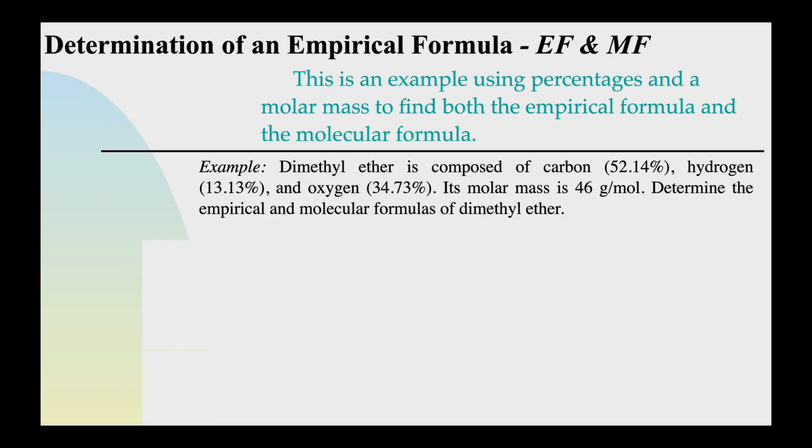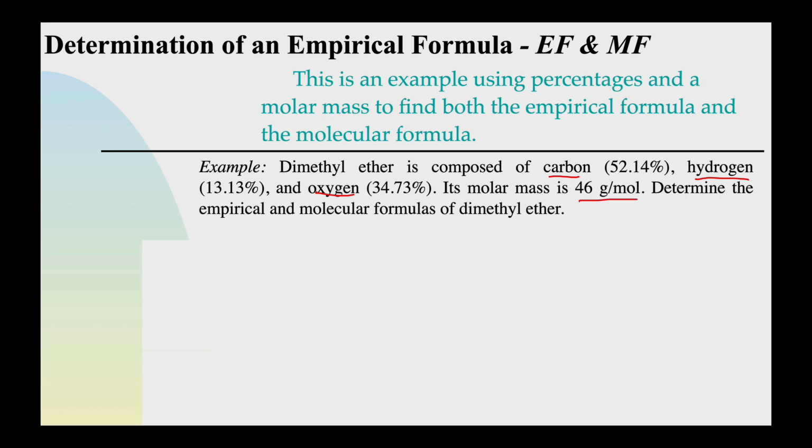This is a problem where we're going to find not just the empirical formula, but the molecular formula as well. This is kind of like the whole shebang here. We're putting it all together. Woohoo! So let's use this information to find the empirical and the molecular formulas of this compound, dimethyl ether. If you read through this information, the dimethyl ether has carbon, hydrogen, and oxygen, with those percentages, and the molar mass of the whole thing is 46 grams per mole.